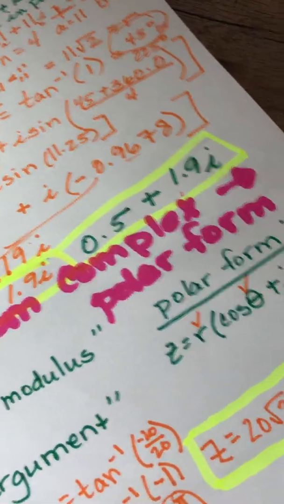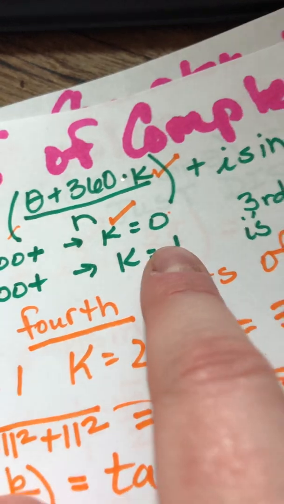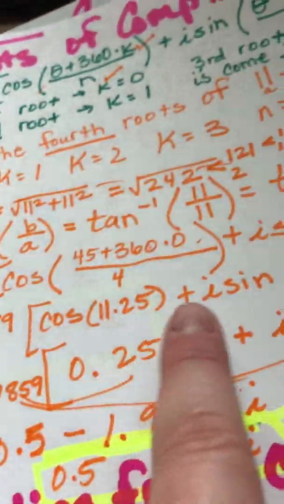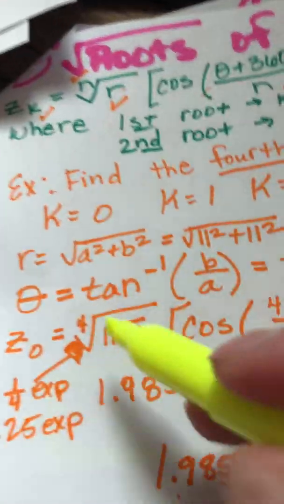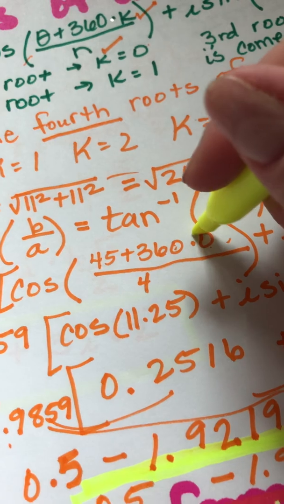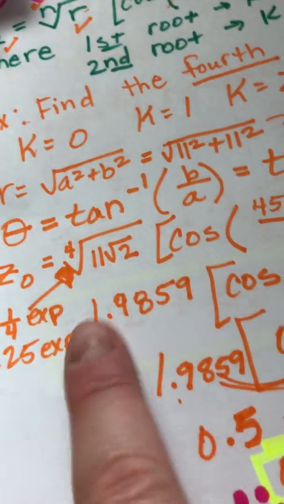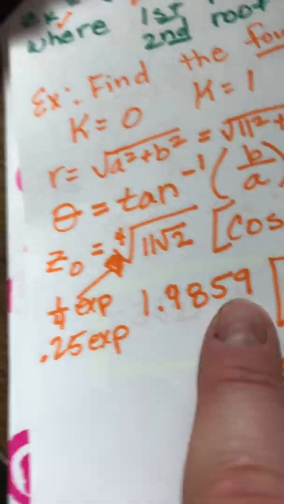But to find the other roots, we're just going to have to go back and plug in 1 for k, 2 for k, 3 for k. So right here, we're just going to change this times 0 to times 1, times 2, but nothing else changes. Like this 1.9859 stays the same in the front.